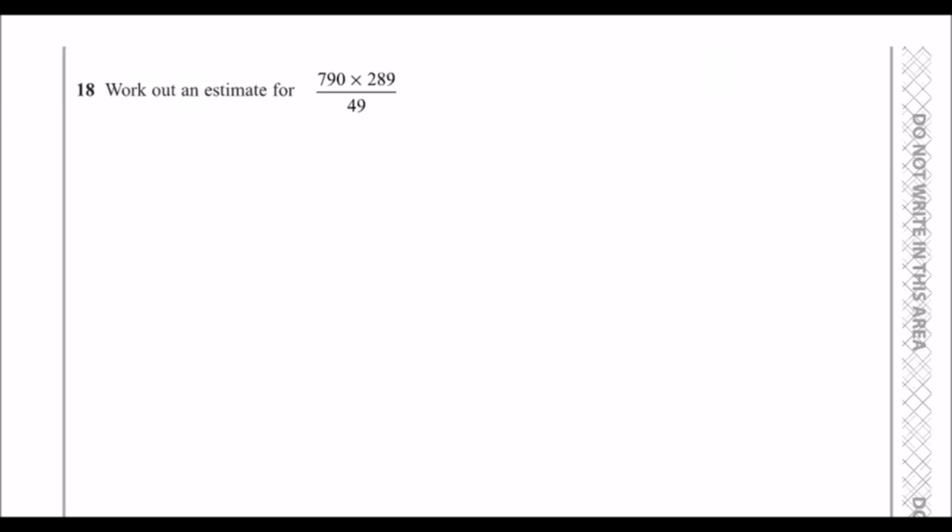Question 18. Work out an estimate for 790 times 289 divided by 49. So we're going to round these. We're working out an estimate. Let's round them to one significant figure, so the nearest 100. So we're going to have 800 times 300, and we'll round 49 to the nearest 10, which makes it 50. So that makes the calculation a lot easier. 800 times 300 divided by 50.